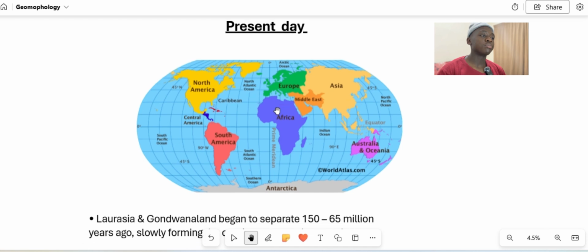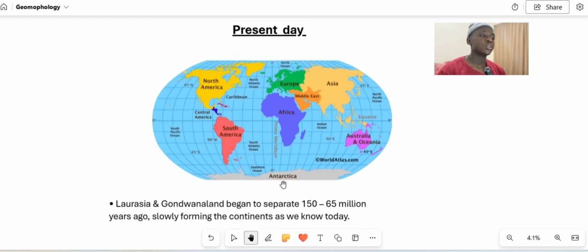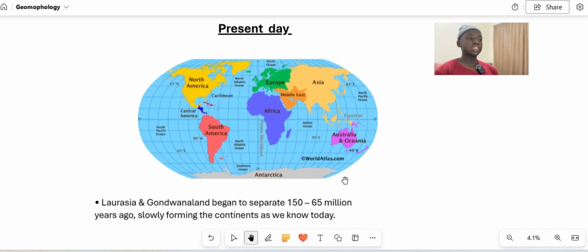Now we come into the present day, as you can see today. Laurasia and Gondwana then began to separate 150 million to 65 million years ago, slowly forming the continents that we know today. That is how we came to have different continents with different languages and different people.